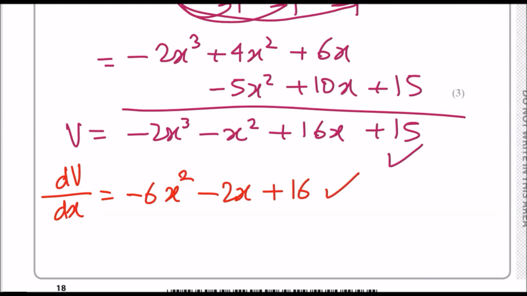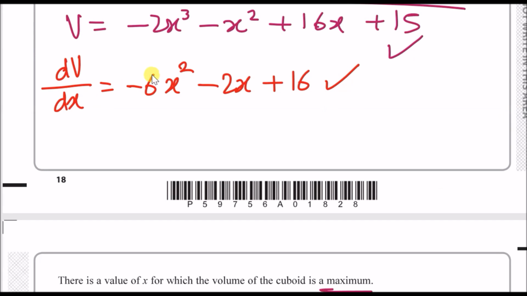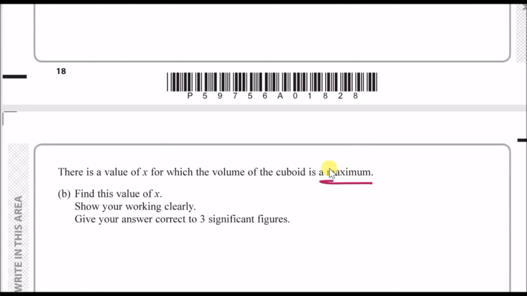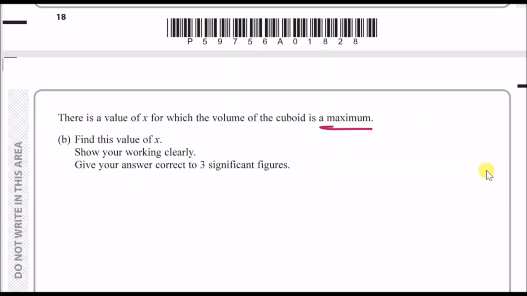Okay, at this stage, now we need to find a certain value of x here. And in order to do it, we need to firstly equate this to 0. Why? Because when you're finding maximums or minimums or turning points or stationary points, what they're talking about is that you have loads of curves like this, and a maximum would be the highest point on a certain curve, whereas the lowest point would be a minimum.